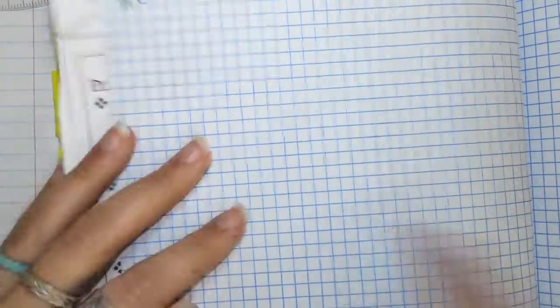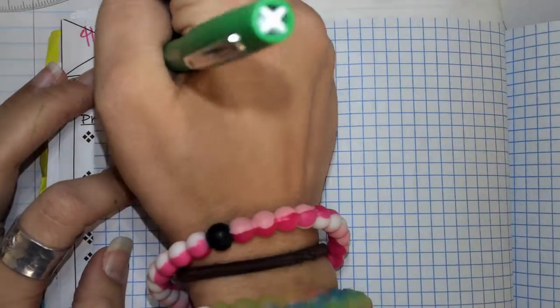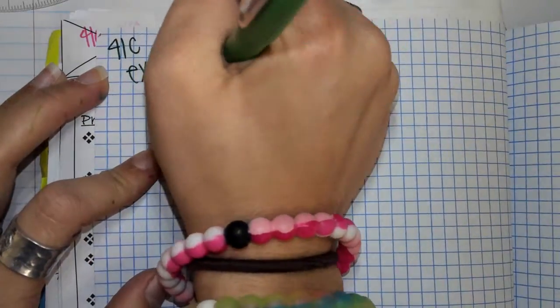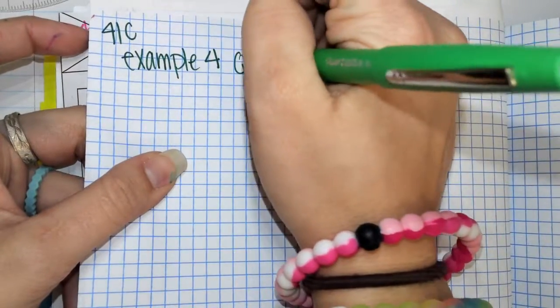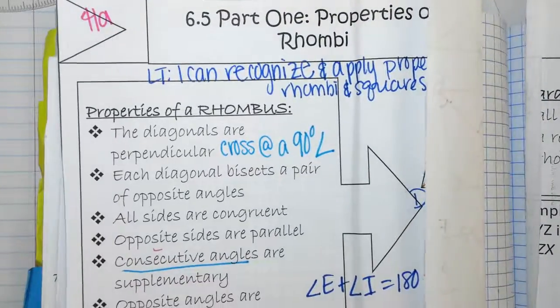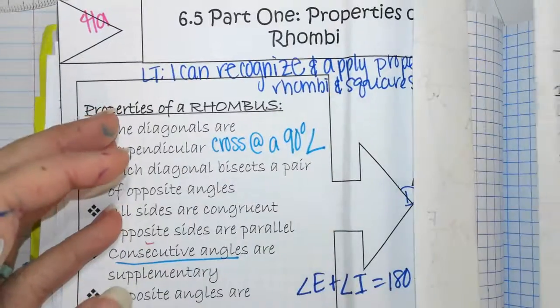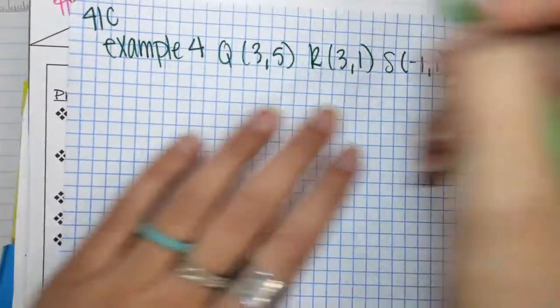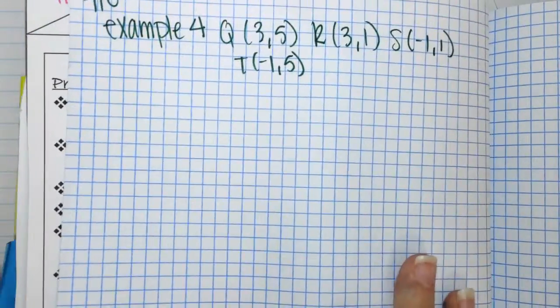Alright, 41C. And let's call this example 4. Would y'all like me to list the coordinates right here so you don't have to keep flipping back and forth? Yes. Alright, 3, 5, 3, 1. So Q is 3, 5. R is 3, 1. S is negative 1, 1. And T is negative 1, 5. Alright, graph that for me.